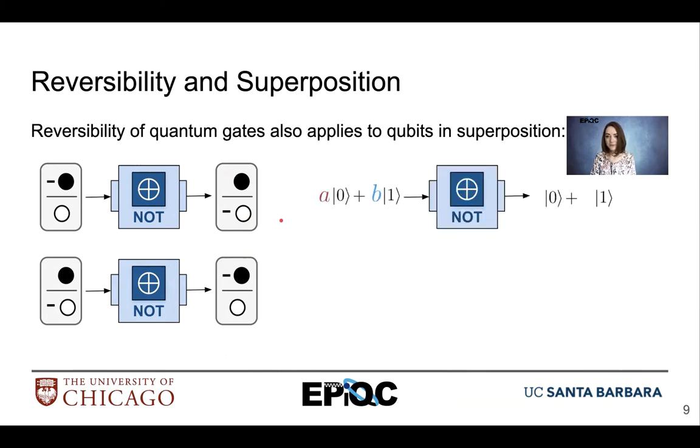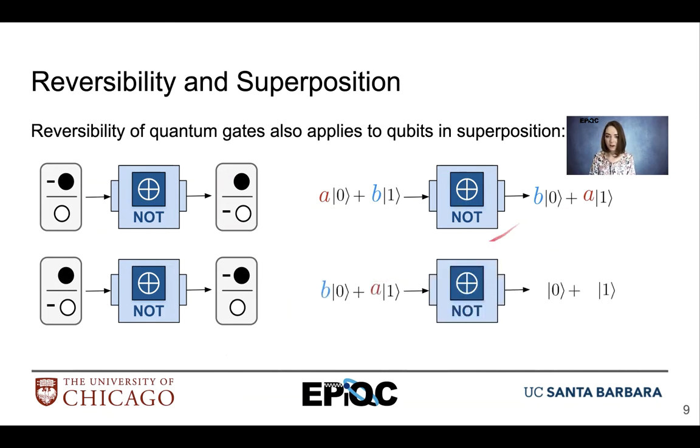We can see this in the following way if we have arbitrary superpositions. So we have A and B associated with the probability amplitudes of ket 0 and ket 1 respectively. We can see that the NOT gate effectively flips them. Well, if we take that output and pass it through a second NOT gate, we can see that we recover our original input state. So the reversibility of quantum gates also applies to qubits and superpositions.